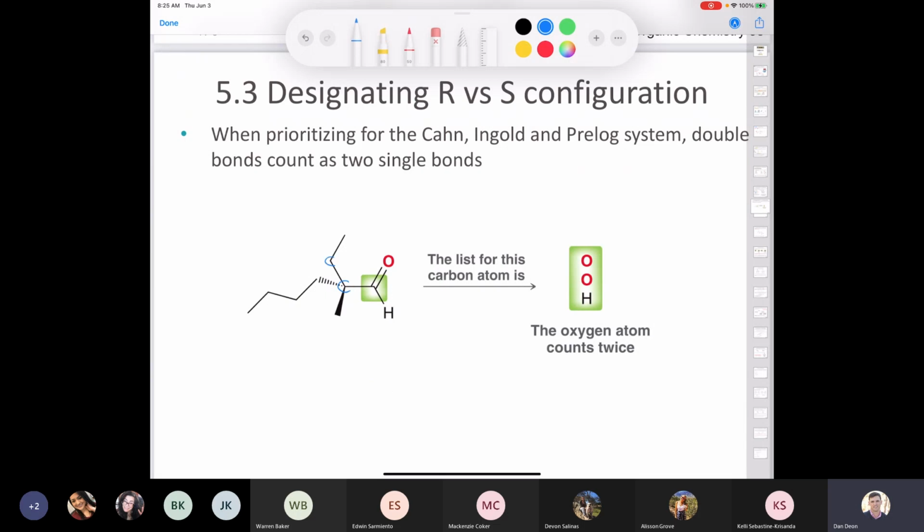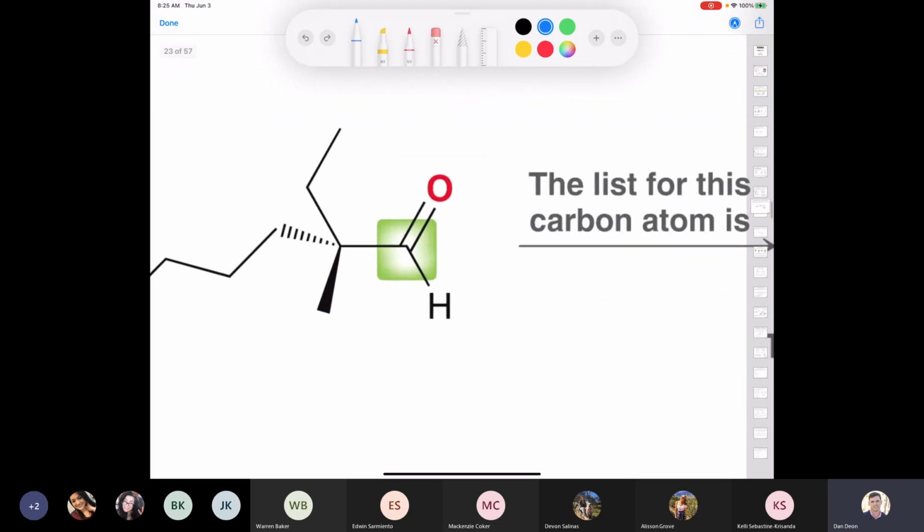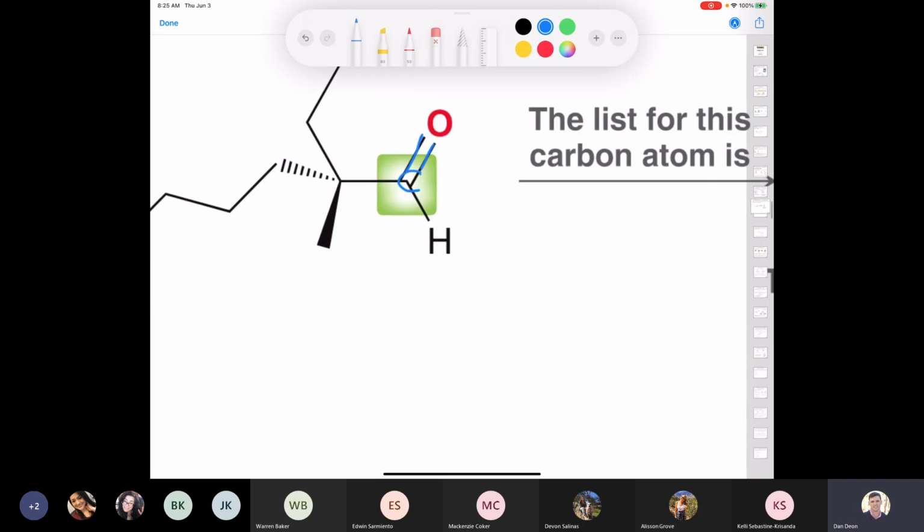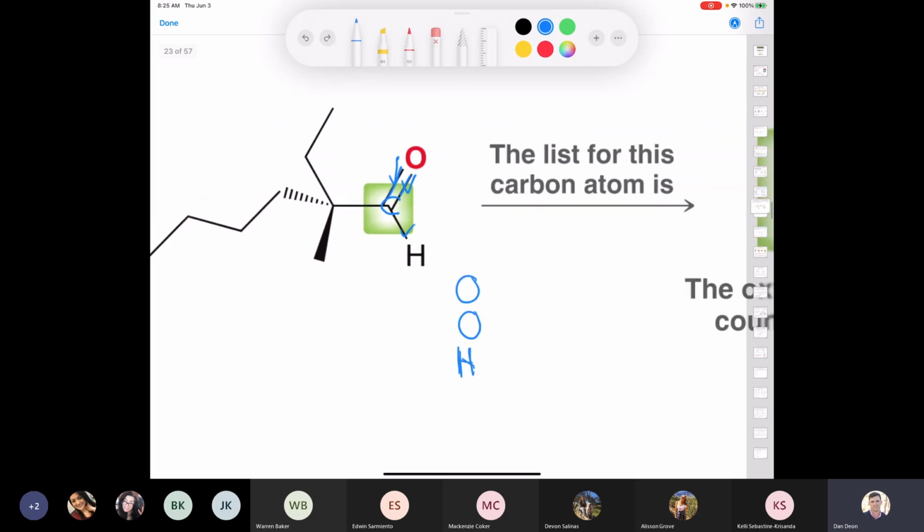So this carbon here is attached to carbon, hydrogen, hydrogen. This one's attached to carbon, hydrogen, hydrogen. This one's attached to hydrogen, hydrogen, hydrogen. But this one here, if I zoom in on it, this carbon has 2 bonds to oxygen. So each bond counts as a single bond. So it's attached to oxygen for the first one, oxygen for the second one, and then hydrogen, right? And you list them in order of atomic number, starting with the highest and then going down to the lowest. Okay, so there you go.